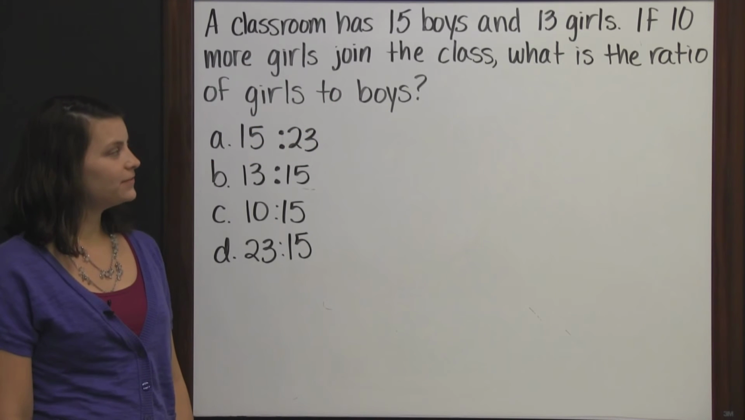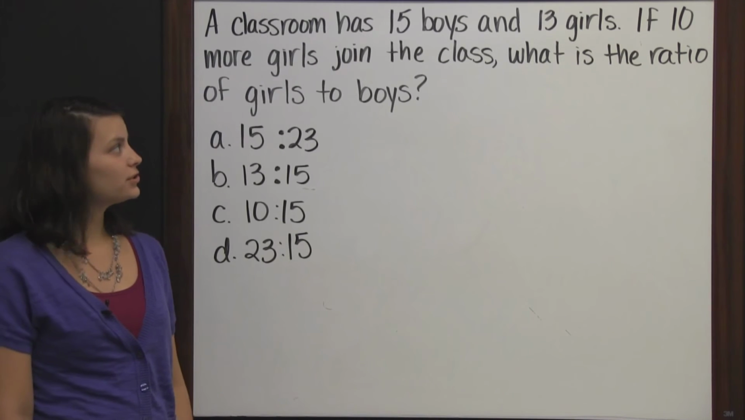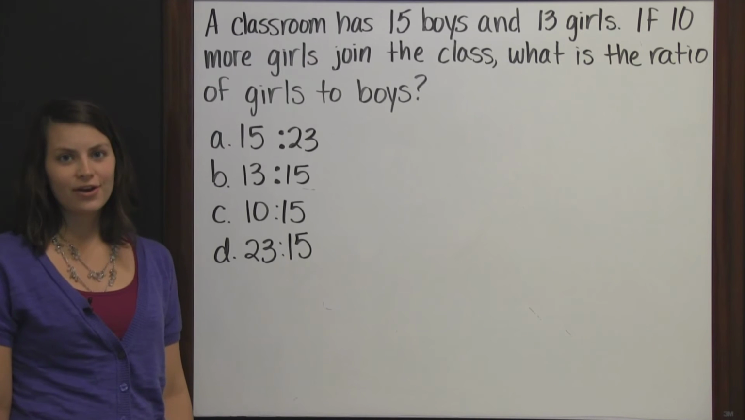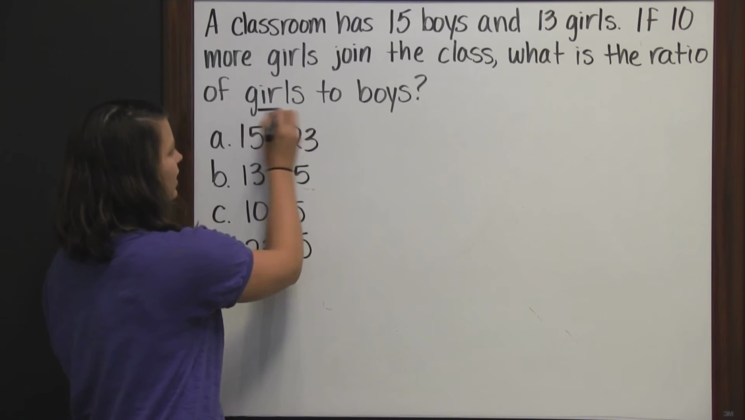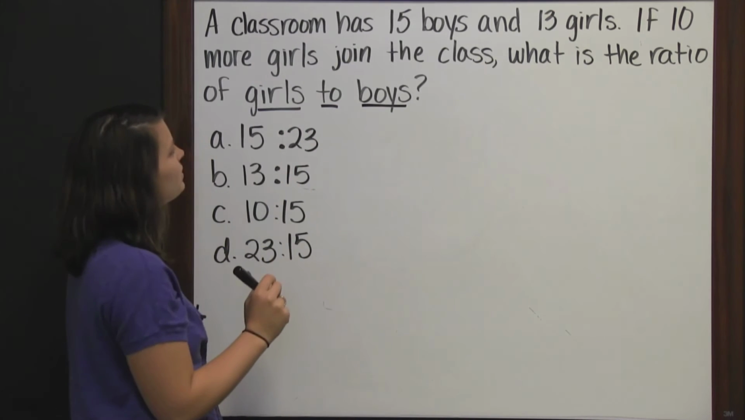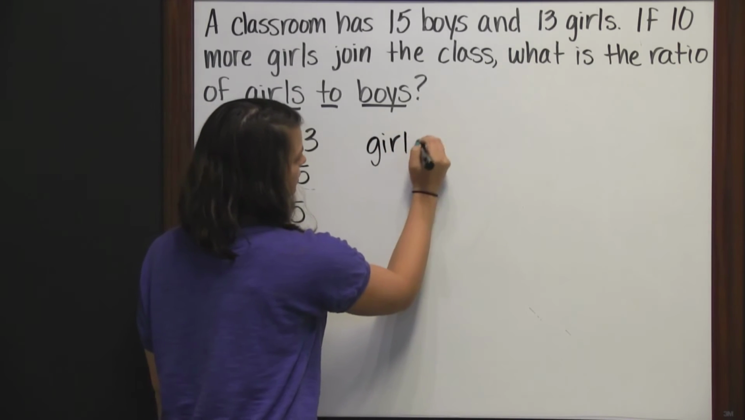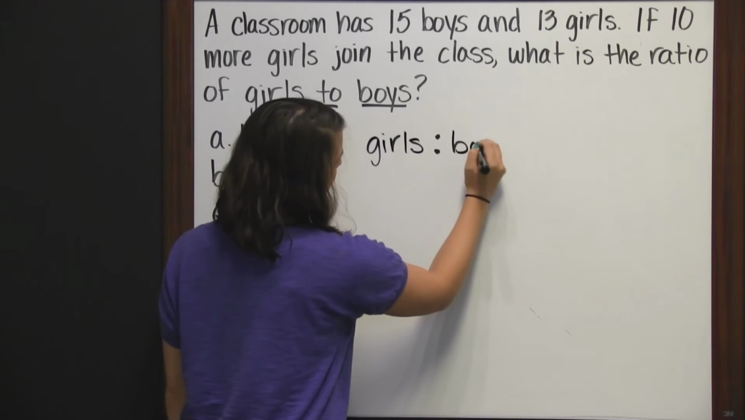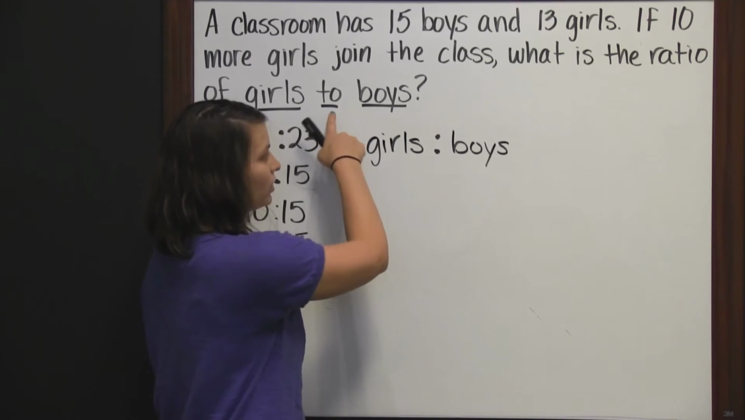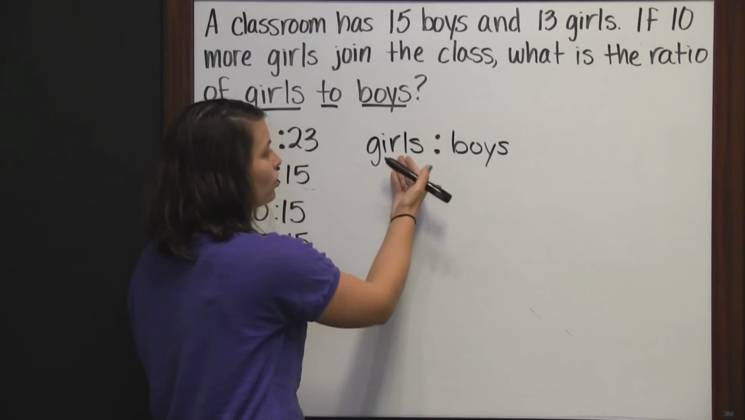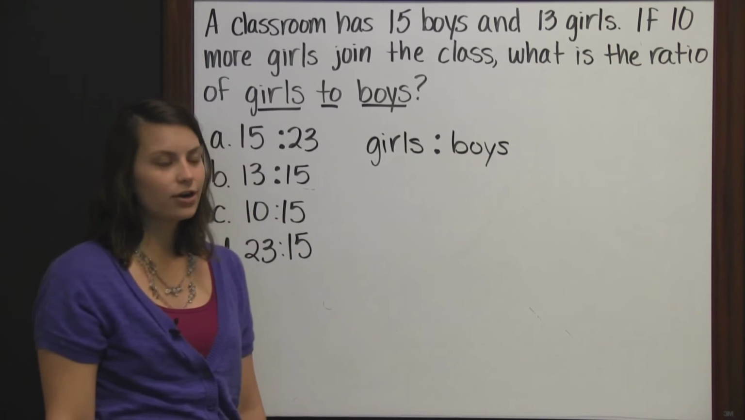A classroom has 15 boys and 13 girls. If 10 more girls join the class, what is the ratio of girls to boys? Well, this last sentence tells us how to set this up. What is the ratio of girls to boys? So we're going to have girls to boys. And there are lots of ways to write ratios. You could actually write out the word to like they did in the question, or you could write it as a fraction with girls on the top and then boys as the denominator.